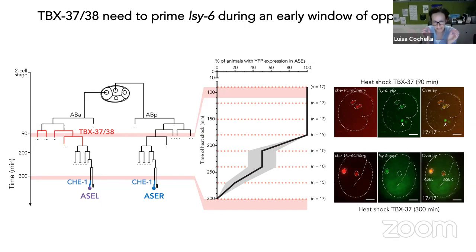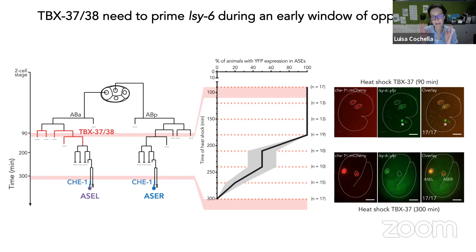expression. So what this tells us is that the T-box factors really need to act during this early time window of development. And beyond that time window, we think this is telling us something about what happens to the lsy-6 locus. The lsy-6 locus becomes refractory to activation at later time points, not only by Cog-1, which we suspected, because we think that is why Cog-1 is unable to turn on lsy-6 here in the absence of priming, but surprisingly also to TBX. Providing TBX late is not able to activate lsy-6.